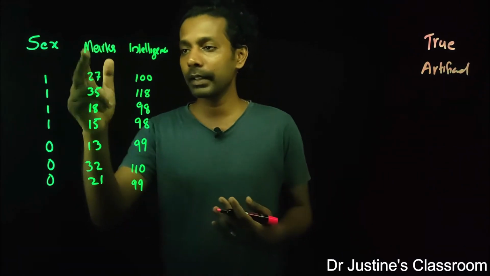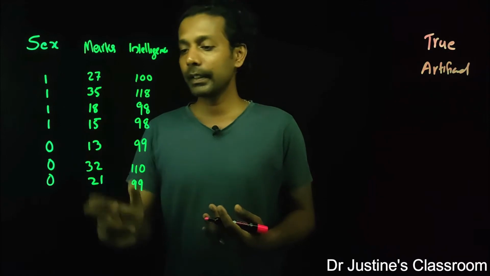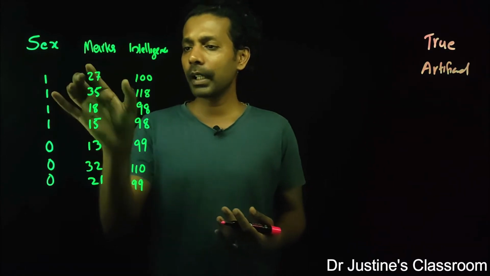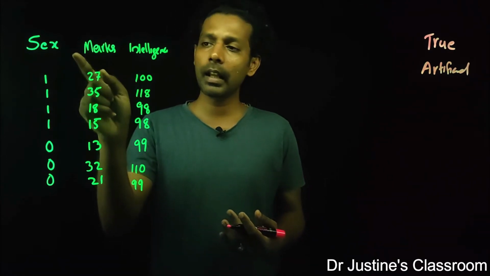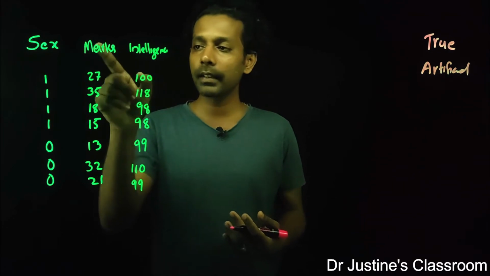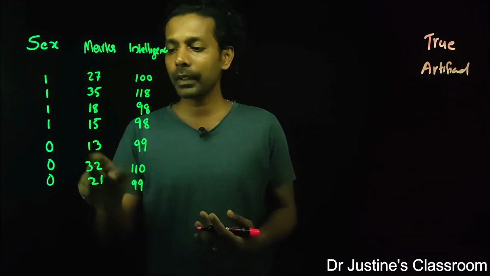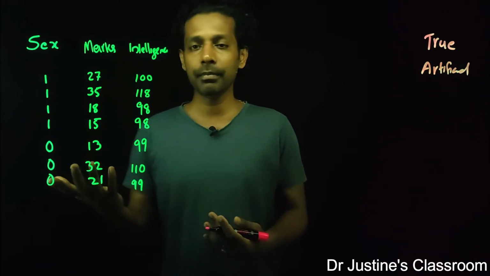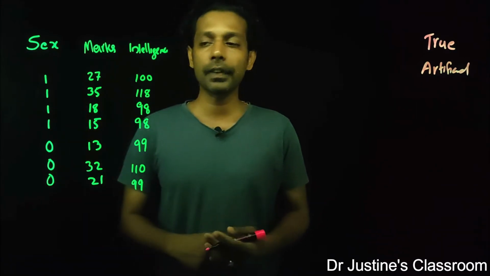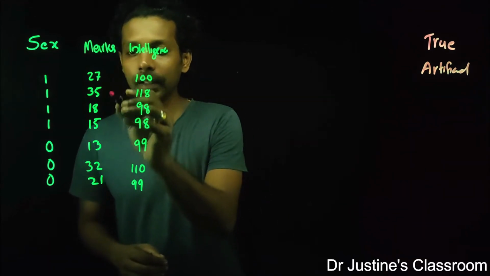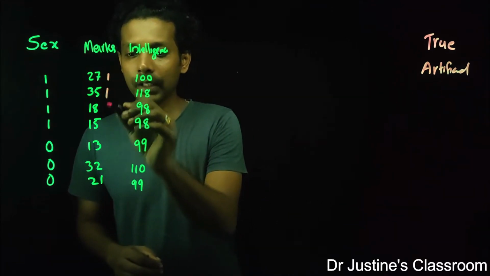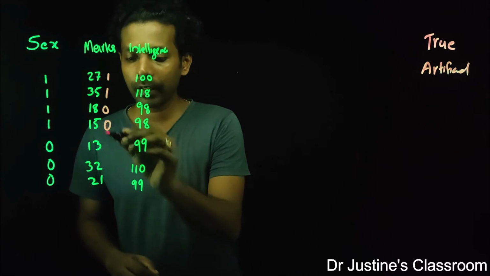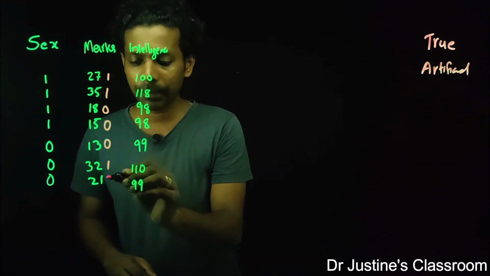For example, let us say this is another variable, marks. In this context, I want to see failure and success in the exam and its relationship with intelligence. So I am deciding that above 20 is a pass and below 20 is a failure. So I'll give marks like this. This is a pass and this is a pass. It's a failure, failure, failure, a pass and a pass, like this.